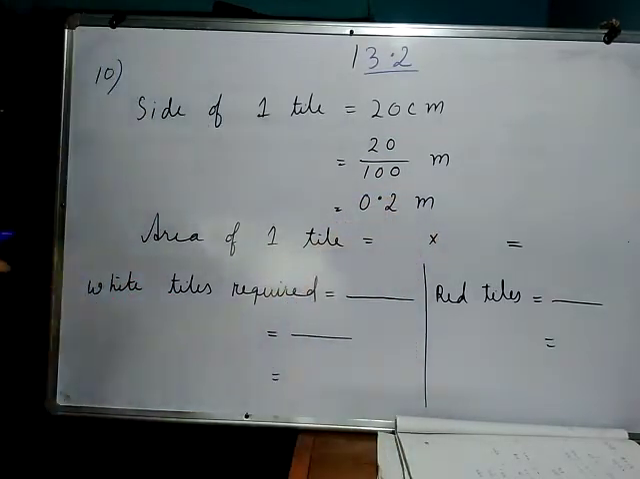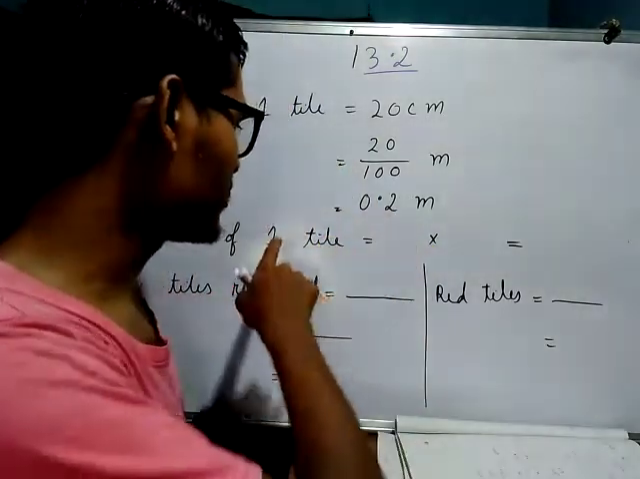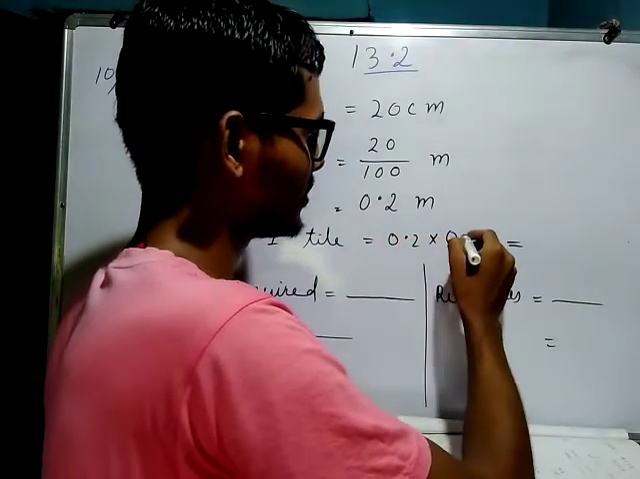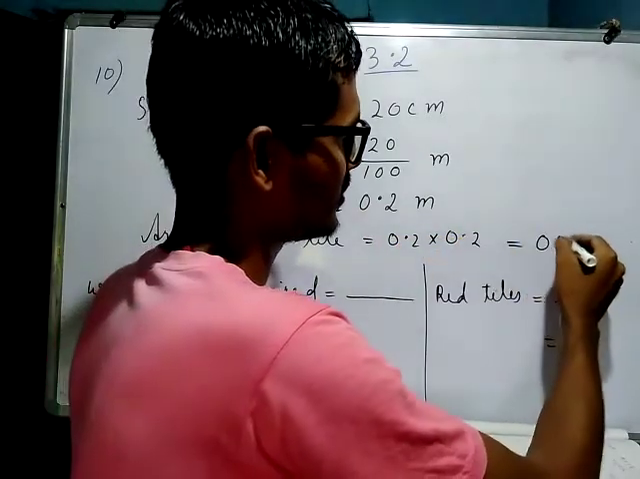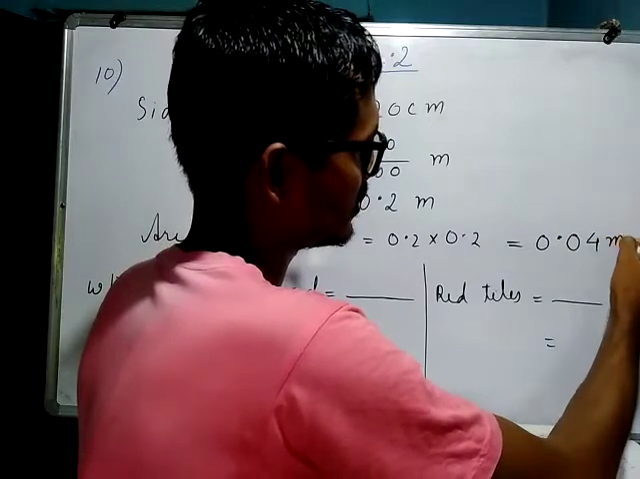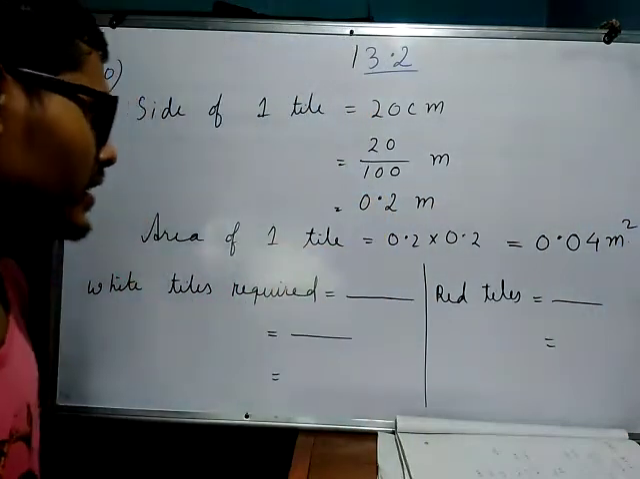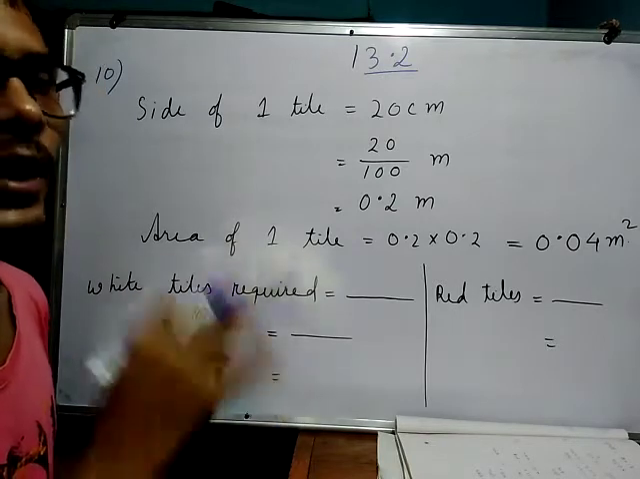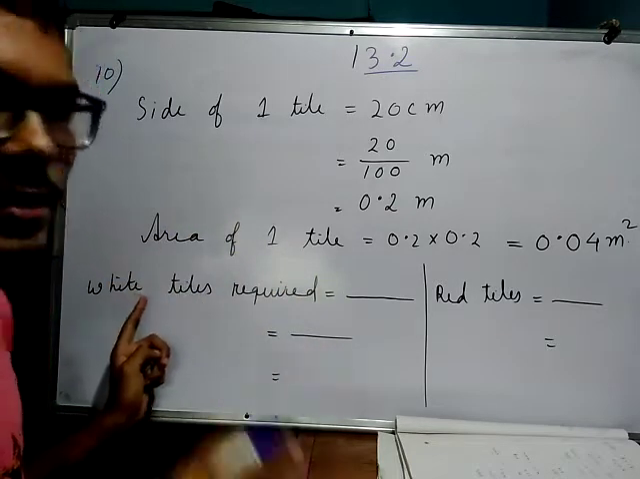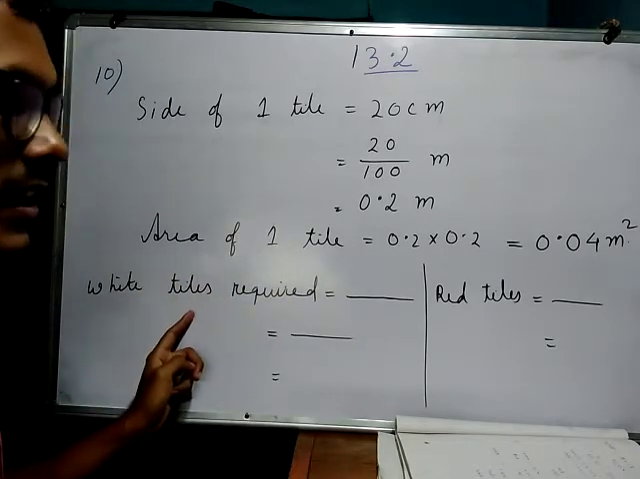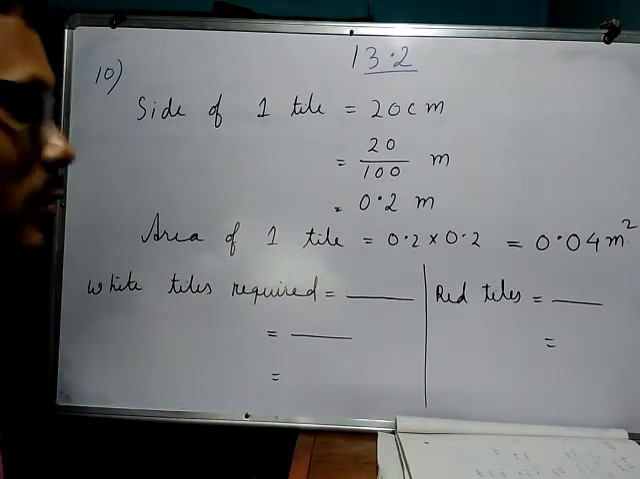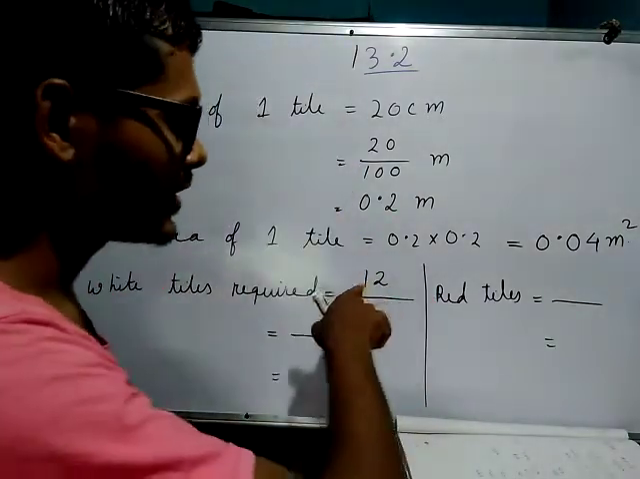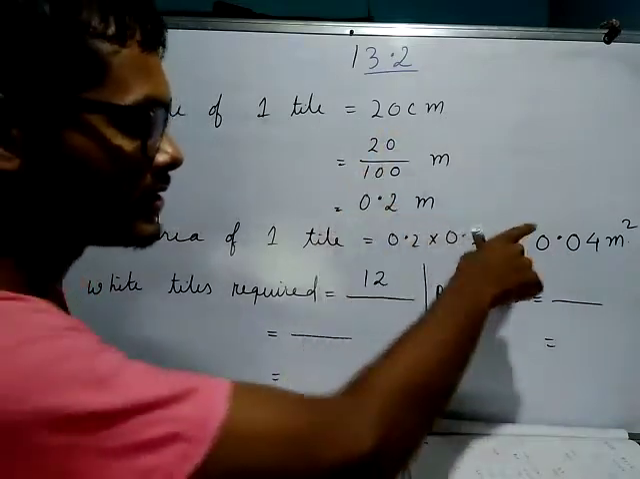Now calculate area of one tile. So shape of the tile is square. So side multiply side. 0.2 multiply 0.2. It will be 0.04 meter square. Now how many white tiles required? White tiles required to fill up white area. So we have already calculated white area is how much? I think 12 meter. So 12 meter square. Now 12 divided by area of one tile 0.04.